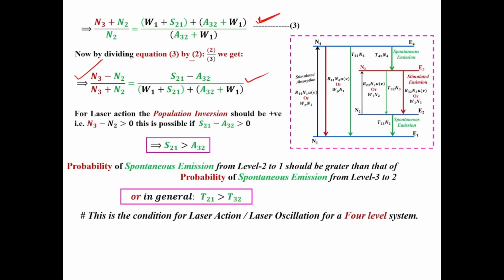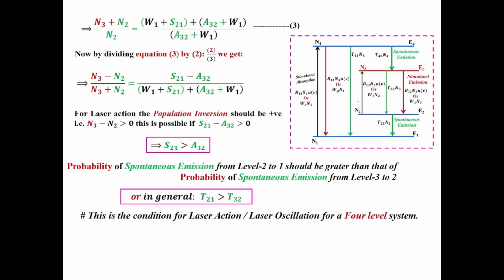Now for laser action, the population inversion should be positive. Here, most important, watch carefully. The left hand side represents what? What is the physical significance of the left hand side? The left hand side tells the difference in the concentration of atoms or molecules between these two states, with respect to the total number of atoms in the 3 and 2 states.